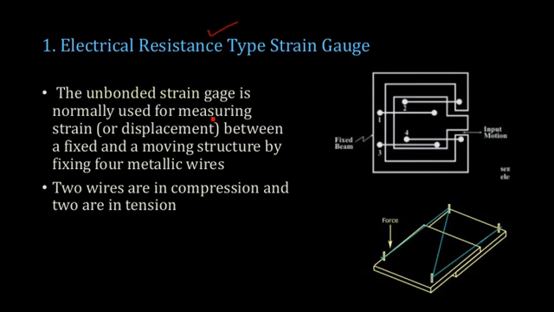Now in resistance type strain gauge, you have two types of strain gauges, unbonded and bonded. Now unbonded strain gauge is generally used for measuring displacement between a fixed as well as a moving structure. And here you can see that one of the structures is fixed. Suppose this particular structure is fixed and this is a moving one. So we are making use of this strain gauge to measure the strain between a fixed structure and a moving structure. Now the two wires are in compression. You have 4 wires available. So 2 are in compression and 2 are in expansion or tension. So in that way you get the strain measurement.